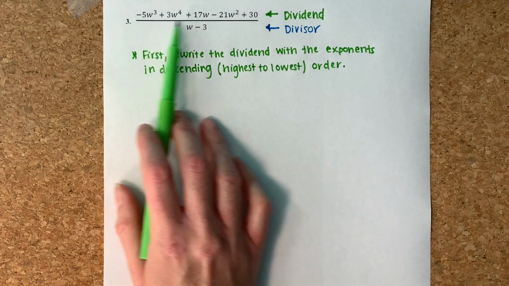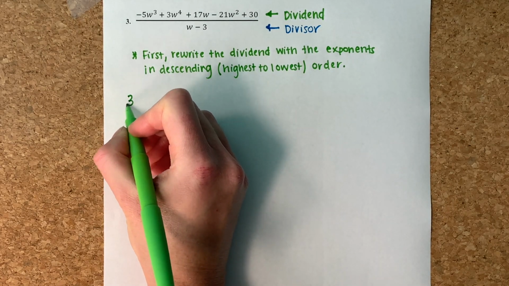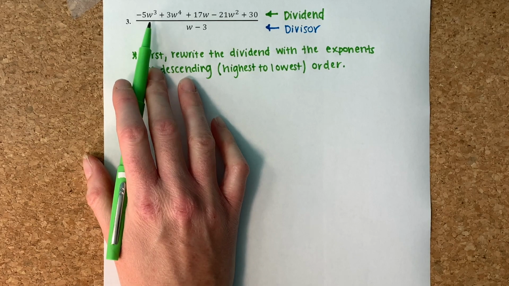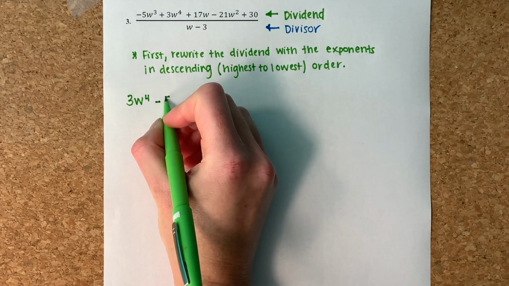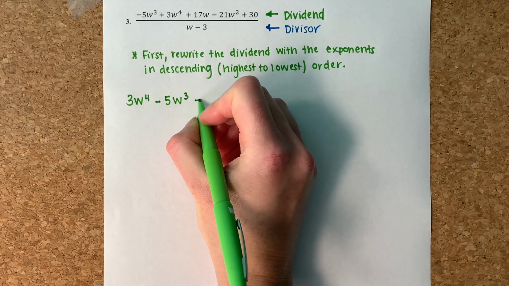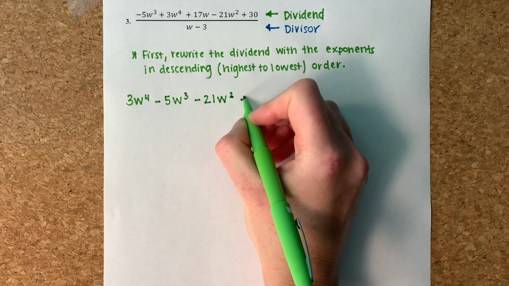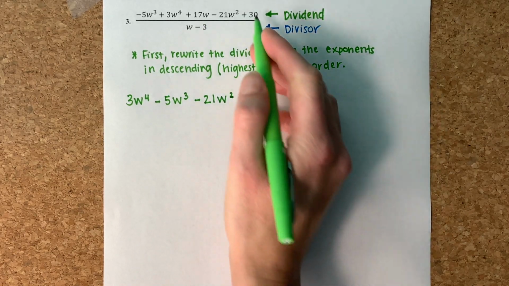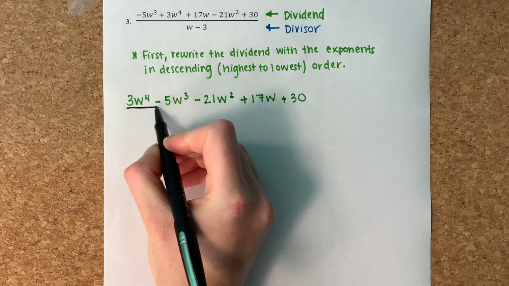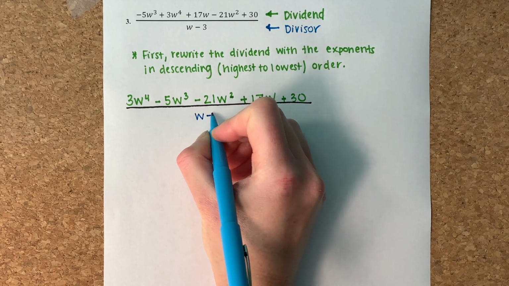So if we look at the dividend here, the highest exponent is w to the 4th. So let's start by writing 3w to the 4th. The next highest exponent would be the w cubed. So next we'll write minus 5w cubed. Then we'll write the w squared term. So we'll write minus 21w squared, then plus 17w, and then our plus 30. And then we're going to divide by our divisor, w minus 3.